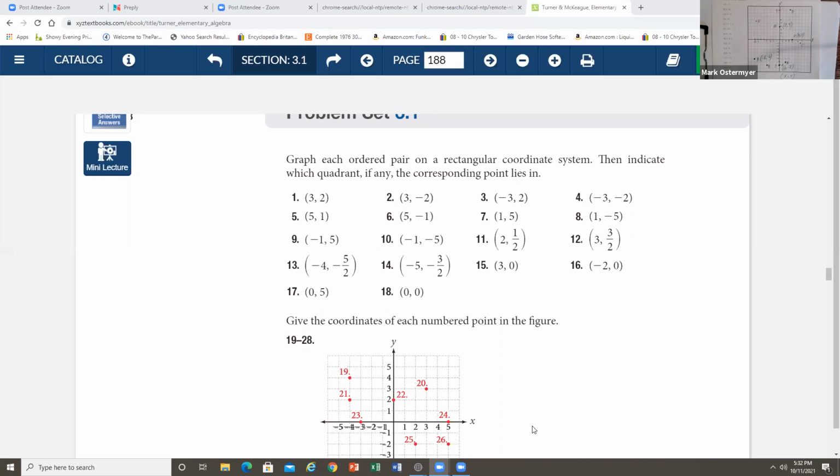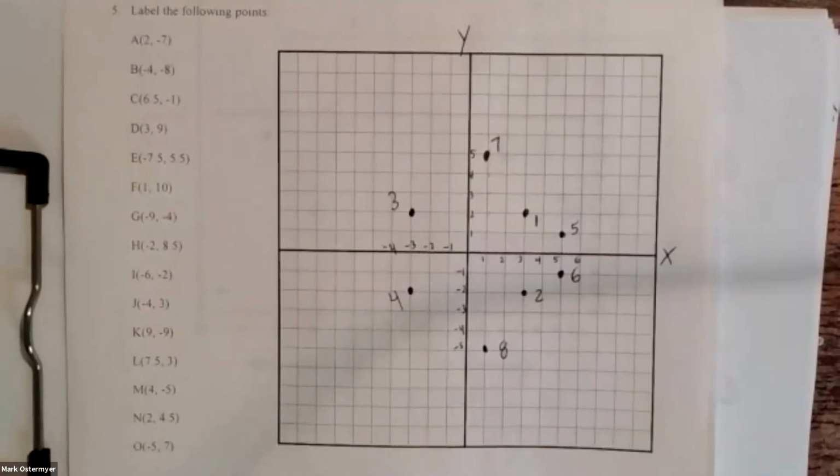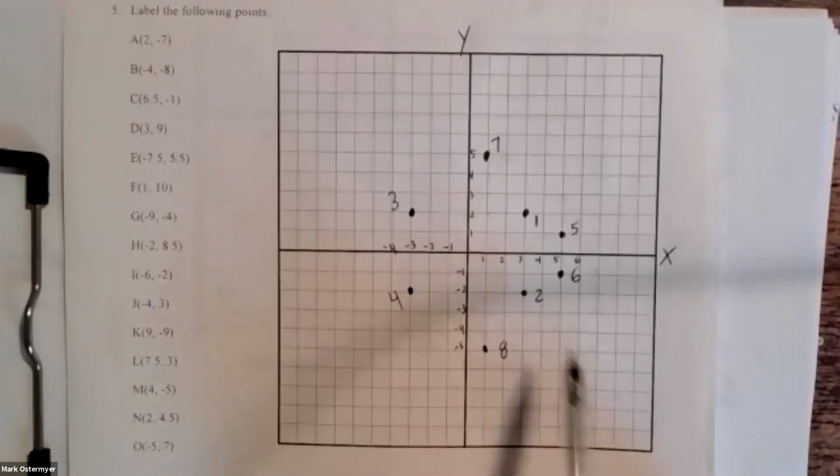All right, did we plot those points? Take a look at them. All right, so I plotted all those points there, ladies and gentlemen, and I put the problem number next to them. Do your points look like this for those?